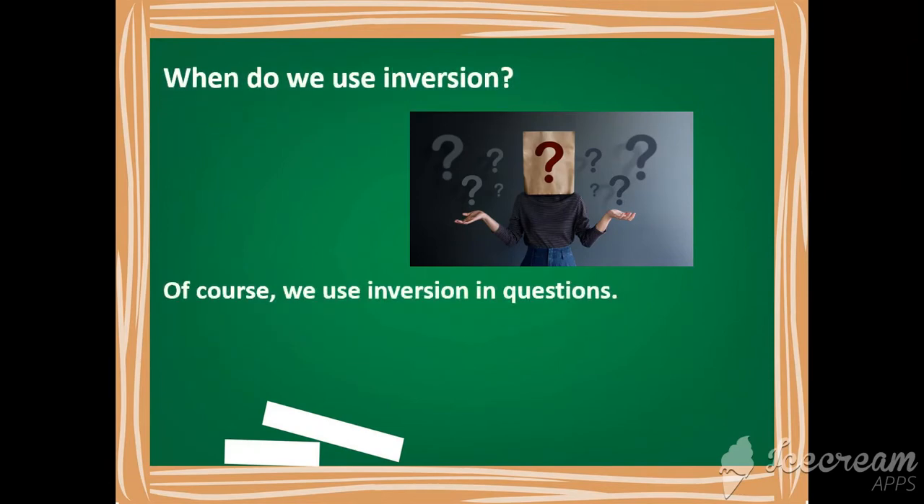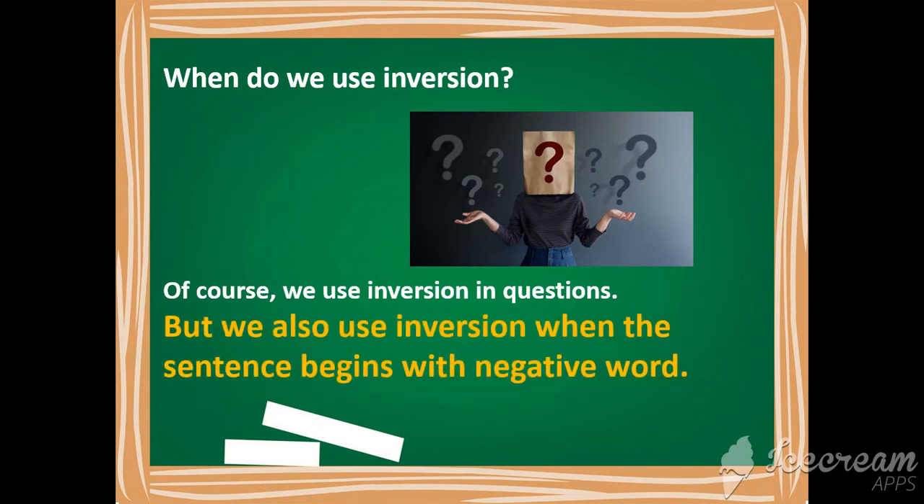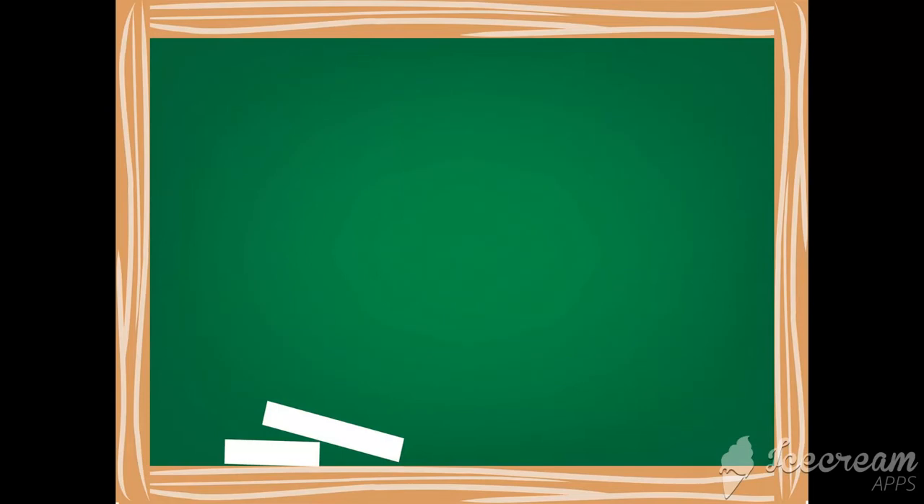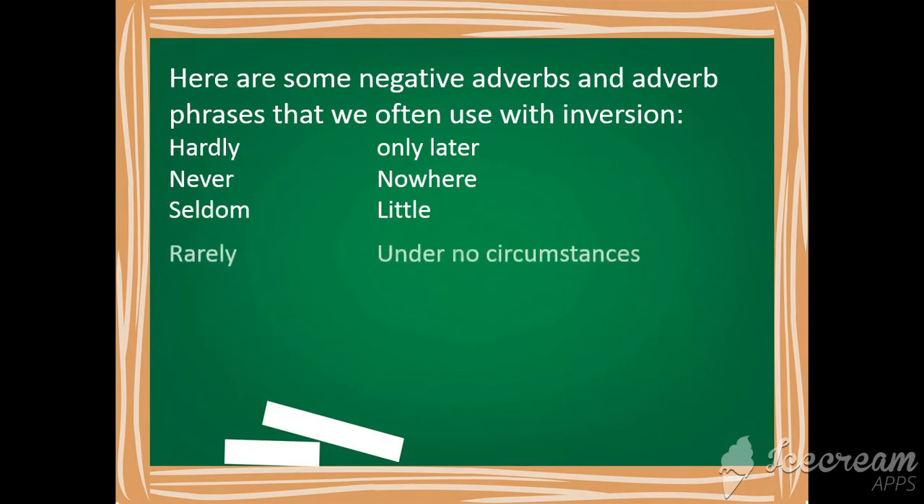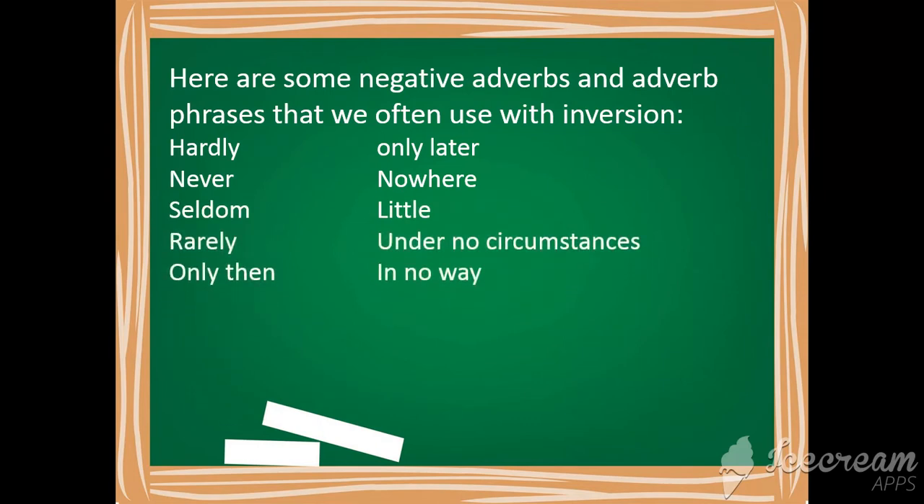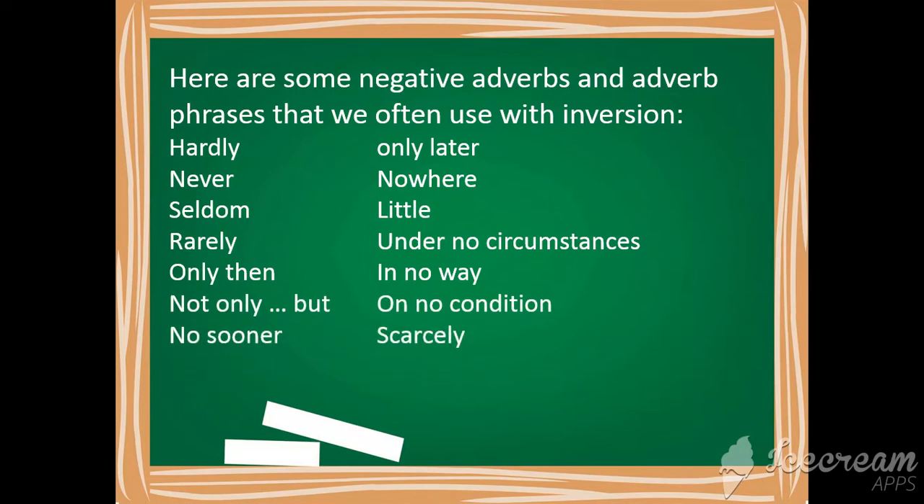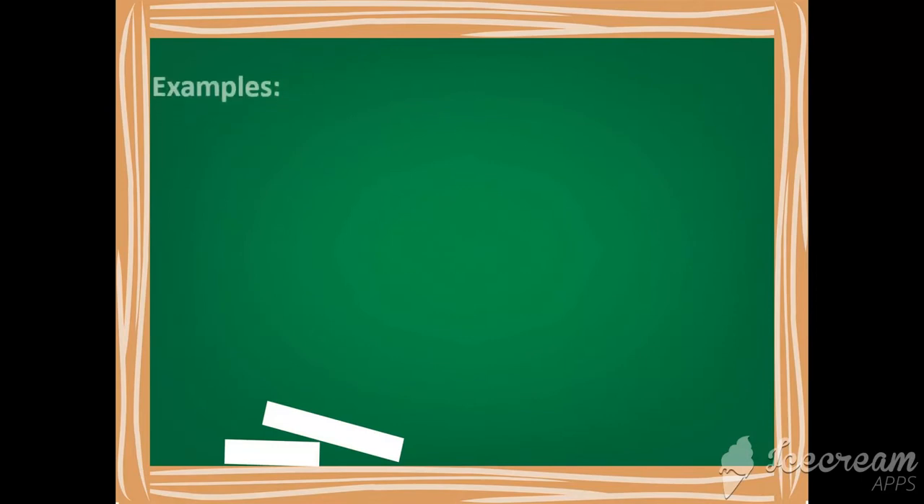When do we use inversion? Of course we use inversion in questions like we saw earlier, but we also use inversion when the sentence begins with a negative word. Like what? Here are some negative adverbs and adverb phrases that we often use with inversion: hardly, only later, never, nowhere, seldom, little, rarely, under no circumstances, only then, in no way, not only but, on no condition, no sooner, scarcely, not until. And notice here with not until, the inversion comes in the second part of the sentence. I'll show it in the example.